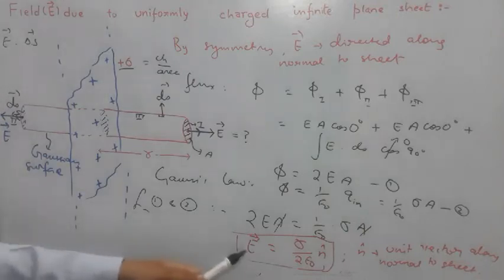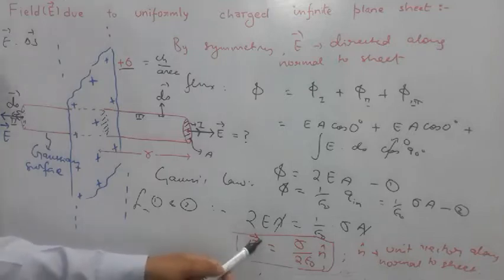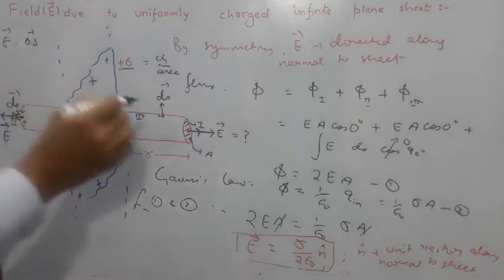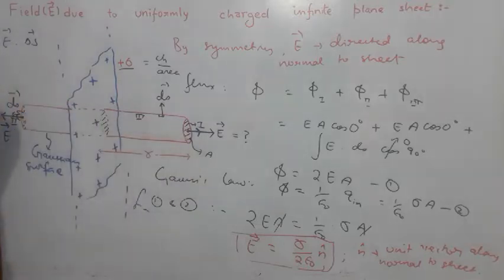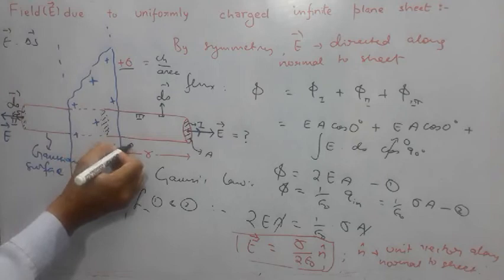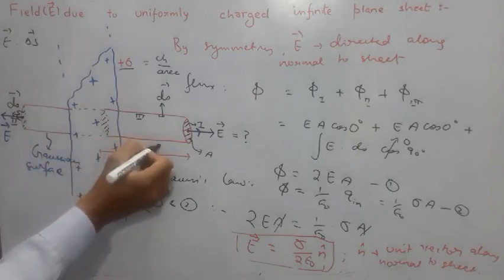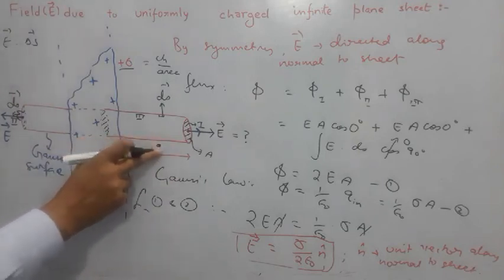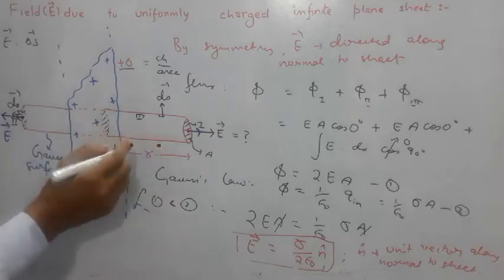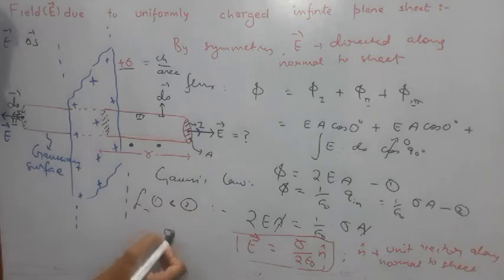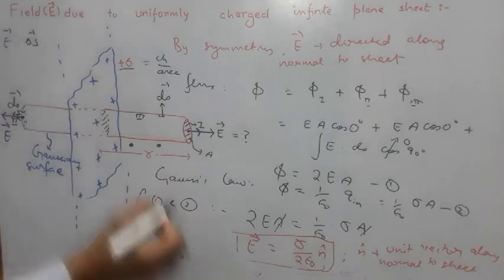As I was saying, students, this expression of electric field says that the value of E does not depend upon the distance of the point where you are finding the electric field. That means if I choose one point here and one point here, one is closer, one is far. But at both these distances, the value of the electric field will be how much? Sigma upon 2 epsilon naught.